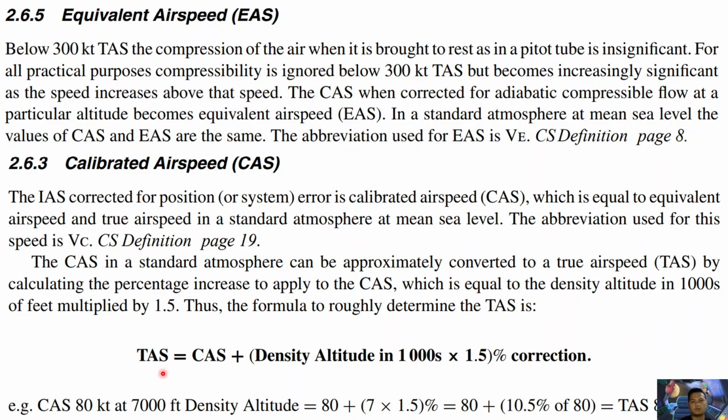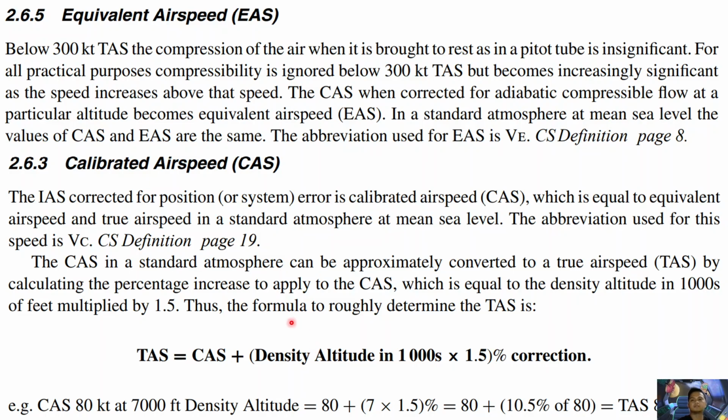So, example, kunyari ang given, you have calibrated airspeed 80 knots at 7,000 feet density altitude. So, you are flying 80 knots plus the density altitude in 1,000. So, that is 7 feet. So, 7 times 1.5% is equal to 80 plus 10.5% of 80. That is true airspeed, 88.4 knots. So, if you are flying at calibrated airspeed 80 knots, meron kang true airspeed na 88.4 knots. So, yung density altitude in thousands na yan is simply in terms of feet.